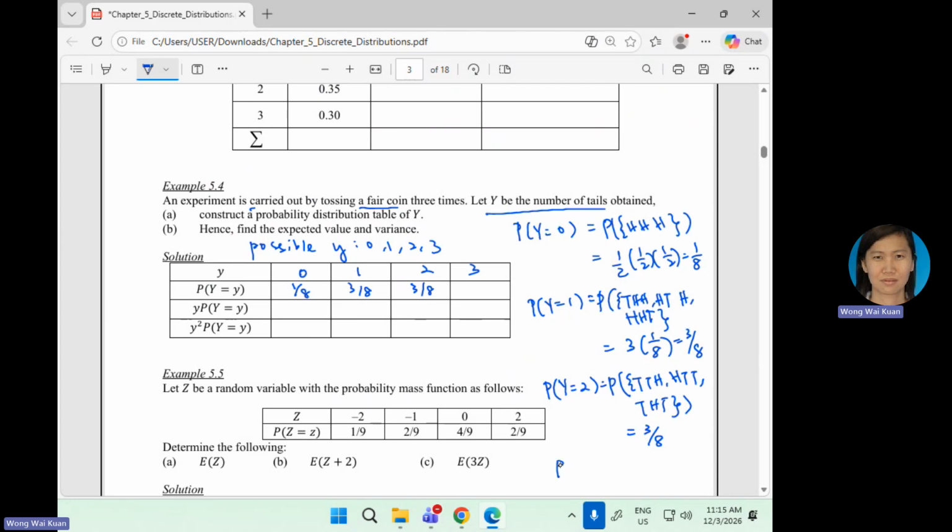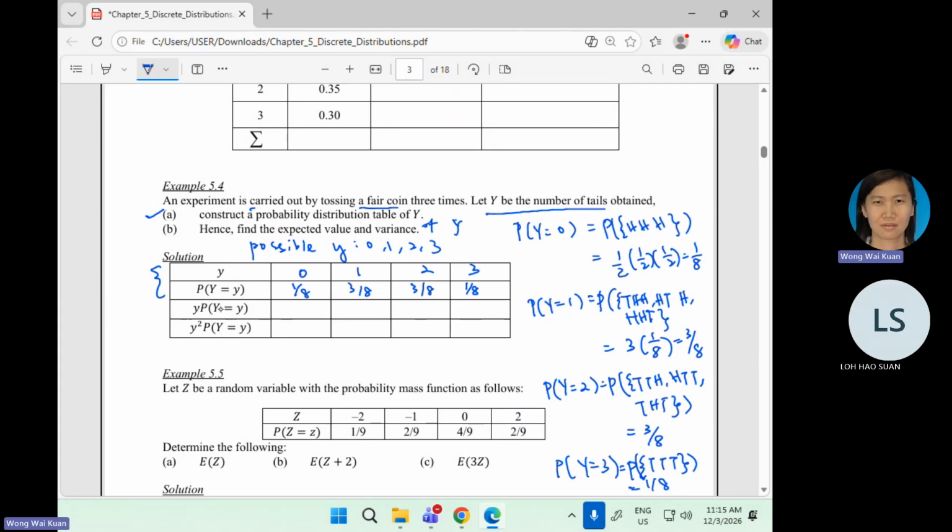Then Y equals 3 is straightforward. That is tail, tail, tail, so you have 1/8. So this is my part A. Part A is only for these 2 columns. I don't need the other 2. Now find the expected value and the variance of Y.